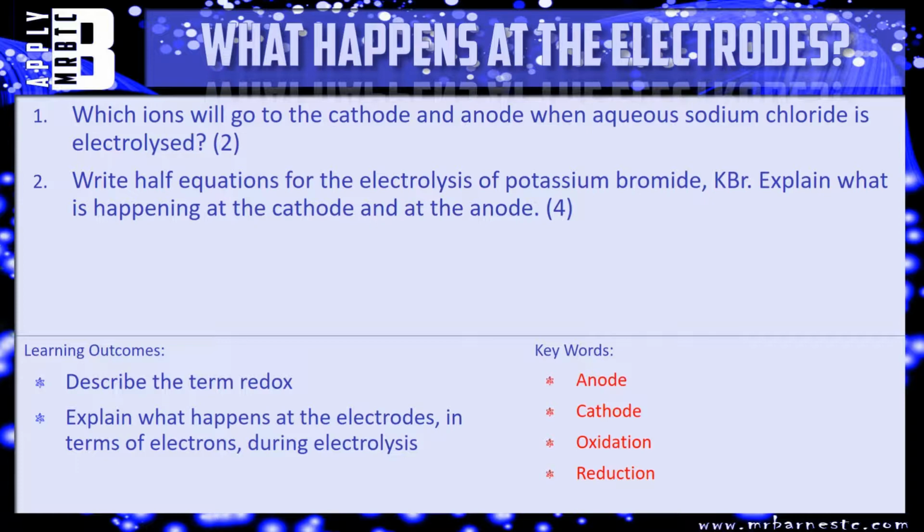And then secondly, once you've figured out what's forming at the anode and the cathode, for question 2, explain what is happening. Which one's lost electrons? Which one's gained electrons? Which one's been oxidized? Which one's been reduced? Look at the other videos if you're not sure how to do that. Pause this one, have a go at the questions, and we'll see you when you've had a go at them.